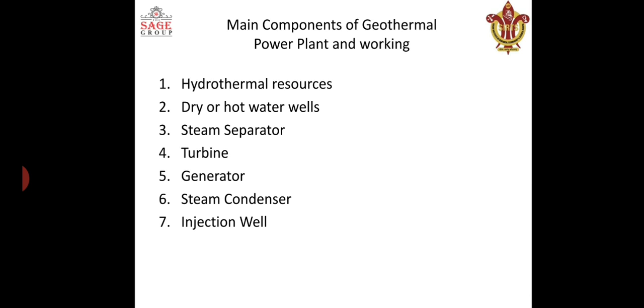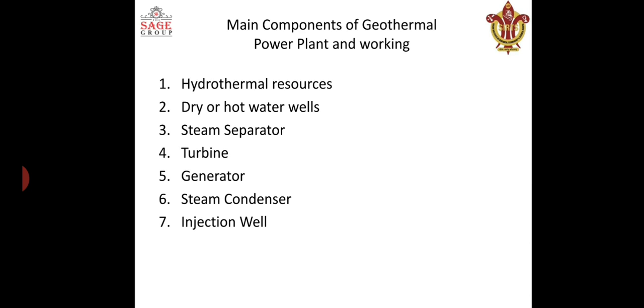Fourth one is the turbine. A turbine is a rotating device which converts the kinetic energy of the fast moving steam into rotational energy. Rotational energy means mechanical energy. So the turbine converts the kinetic energy of the steam into mechanical energy, and further, it is connected to the generator.